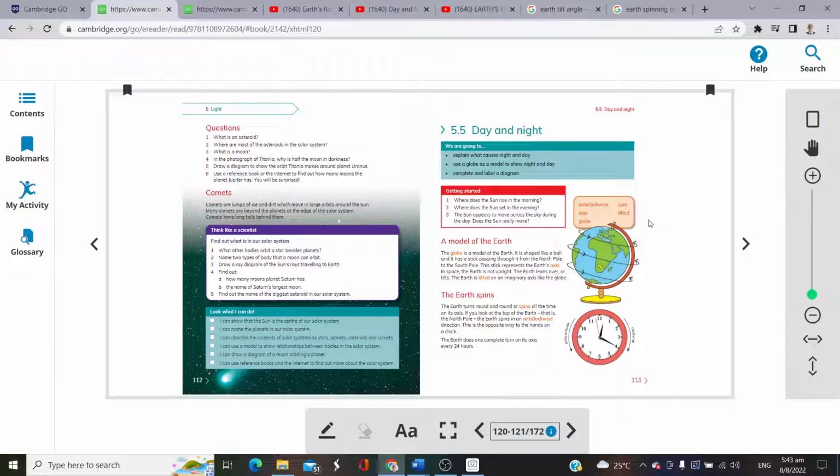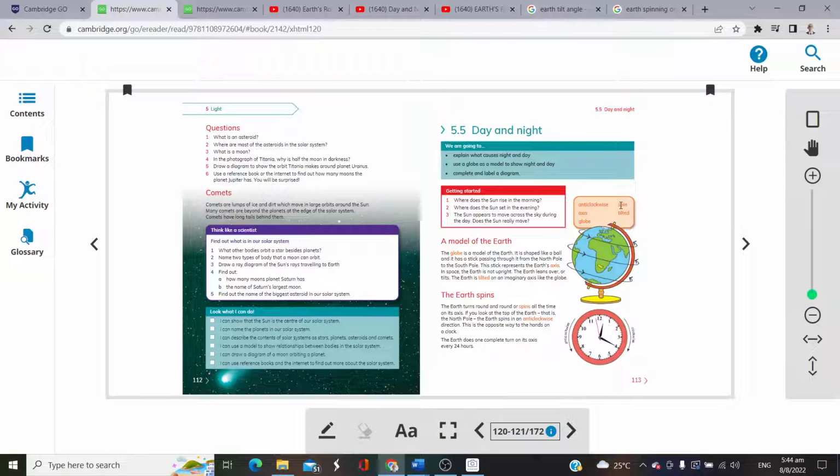Okay. Can you see the orange wording here? Anti-clockwise, axis, globe, spin, and tilted. These are the important words in this subtopic. Okay. So if you don't understand what these words are, please let me know. Take a note, because this is how you understand the subtopic, day and night. Okay, you need to know about all this.